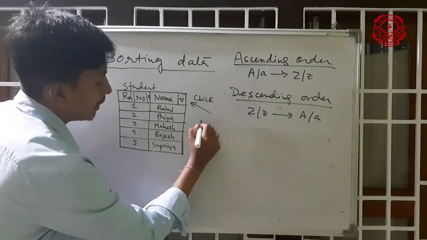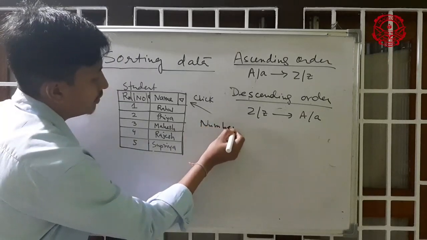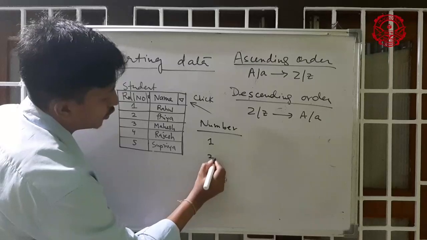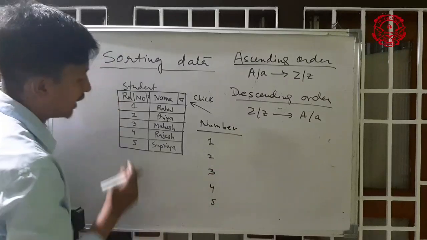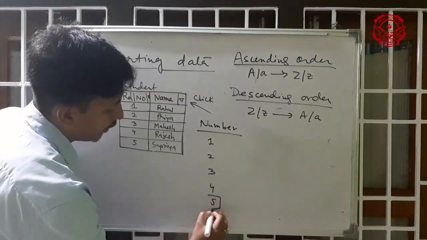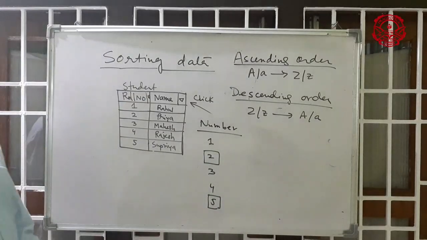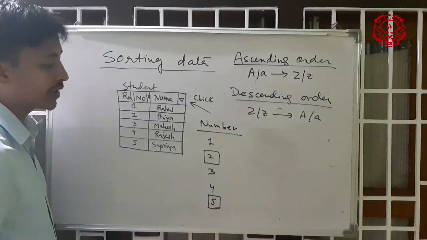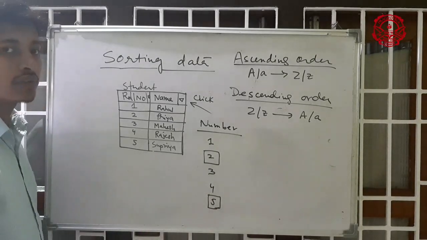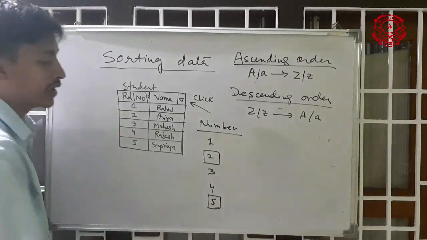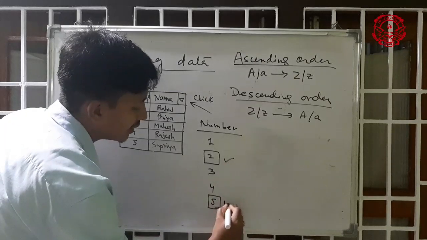In number sorting, 1, 2, 3, 4, 5. There are 5 roll numbers. I want only 5 and 2. I want the roll number only 5 and 2. So that's why you can sort also. You can also sort these things. You just select these things.